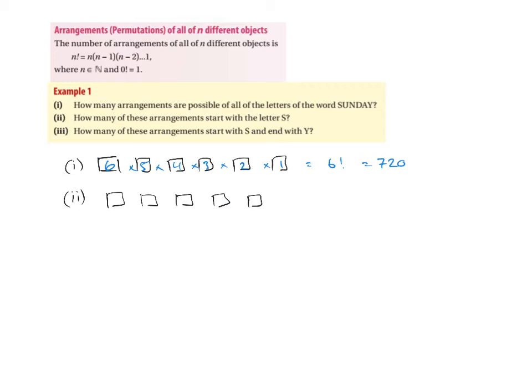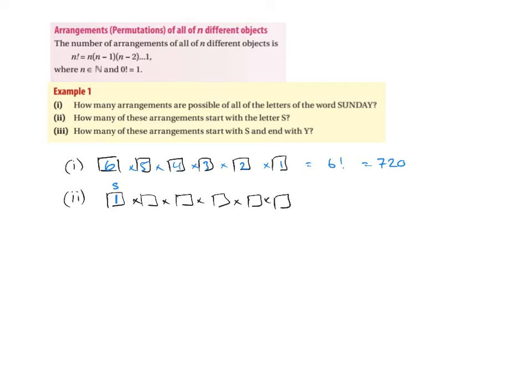I think it's very difficult to go wrong if you use the box method. So it's a bit like the problem we had in the previous lesson, and it says it has to start with an S. So this one here has to be an S. So we only have one choice. It has to be an S. So we can only put one of the letters there.